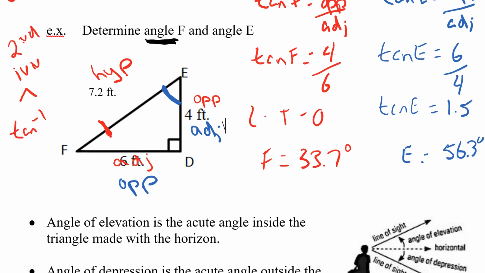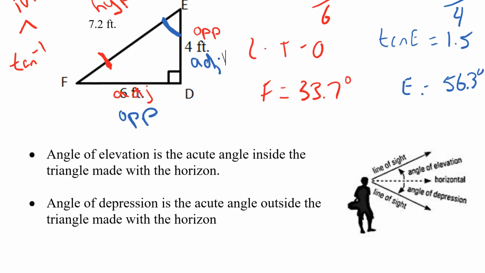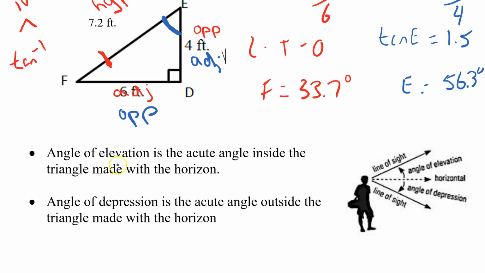Okay, let's scroll down a little bit. A few terms that we have to be familiar with: the angle of elevation and the angle of depression. The angle of elevation is the acute angle inside the triangle made with the horizon. So the angle of elevation will always start off flat, and it'll make an acute angle that goes up. Right here, angle of elevation. Start off flat and go up. This will usually be made within my triangle. There's my triangle right there. Angle of elevation. Flat, moving up.